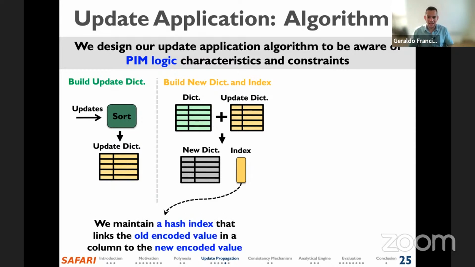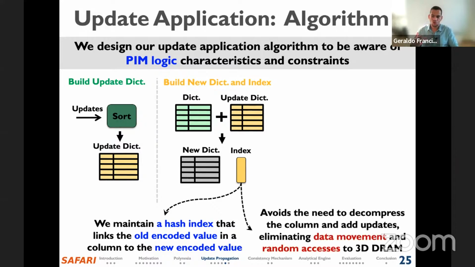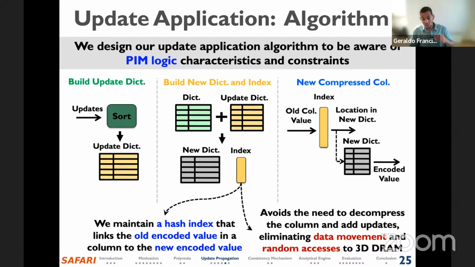We maintain a hash index that links the old encoded values in the column to the new encoded values. This avoids the need to decompress the column and add updates, eliminating the data movement and random access while reducing the number of dictionary lookups required. Finally, we construct the new compressed column by using the hash index and the new dictionary to find the new encoded values for each entry in the column.